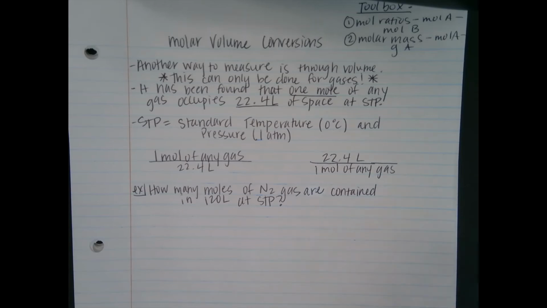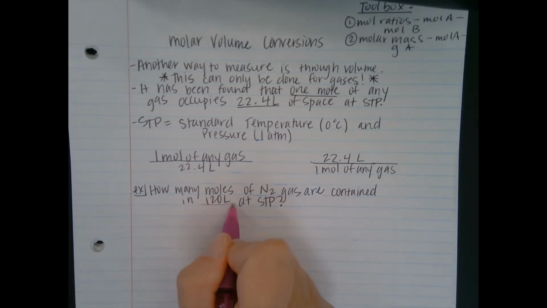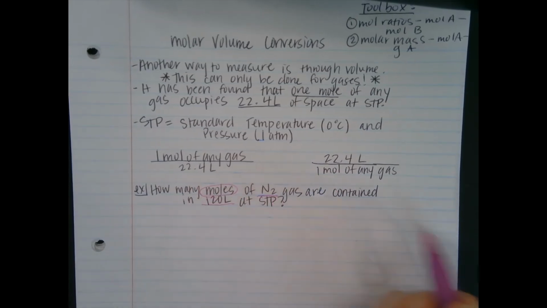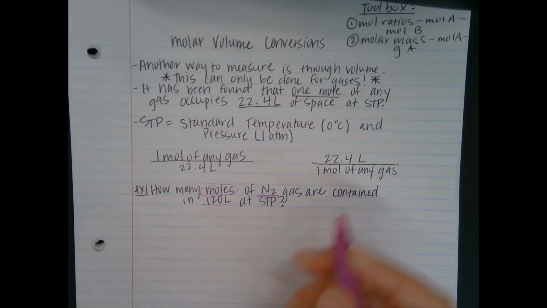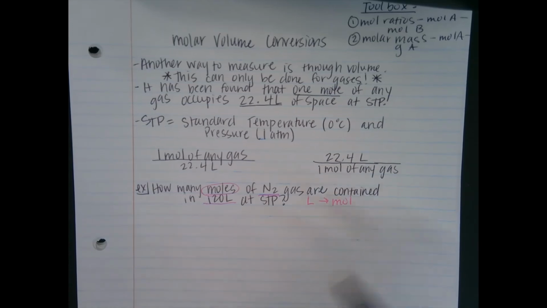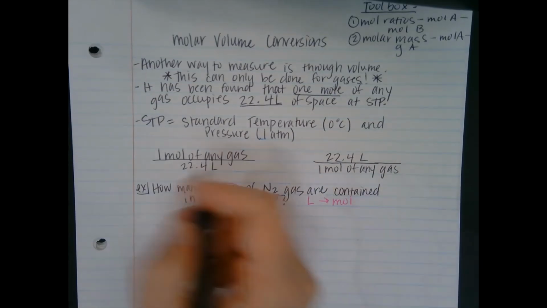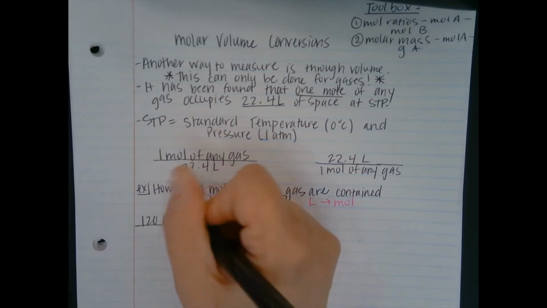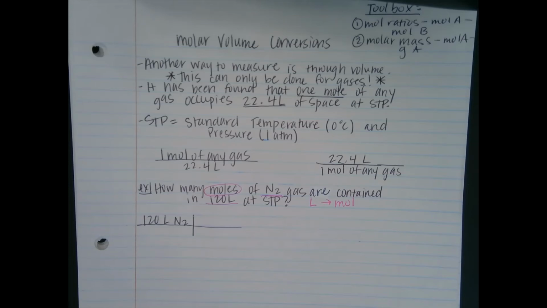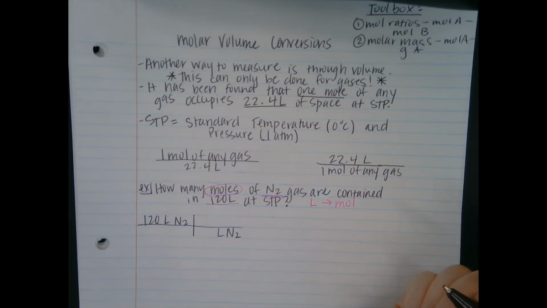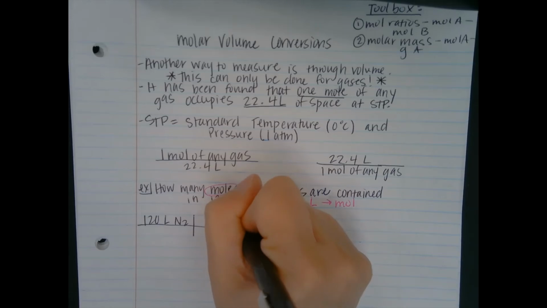Okay, what are we given? 120 liters, and what are we trying to find? Moles, and we're looking at N2 gas, and we are at STP. So I'm going from liters to moles. Step 1 is to set up a train track. My train is what I'm given, so 120 liters of N2. Next step, I'm going to copy the units down so that they cancel: liters of N2. And then what units am I looking for? Moles of N2 would be on the top.